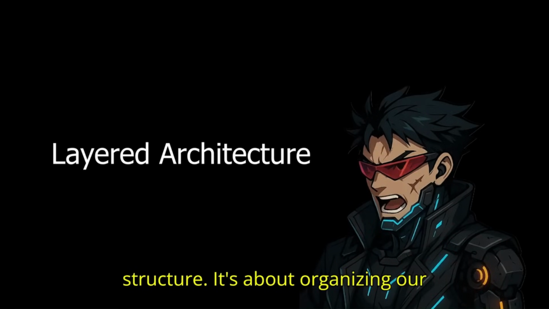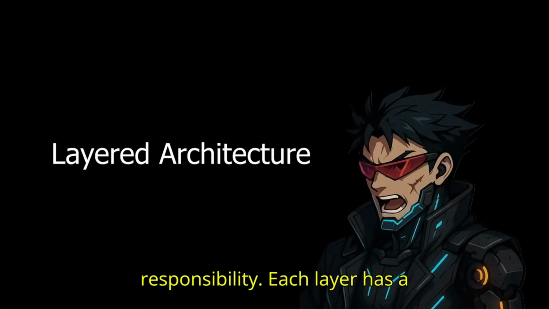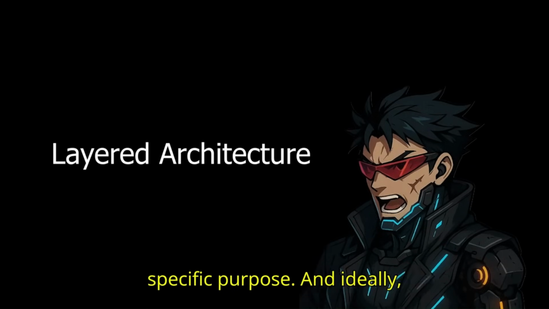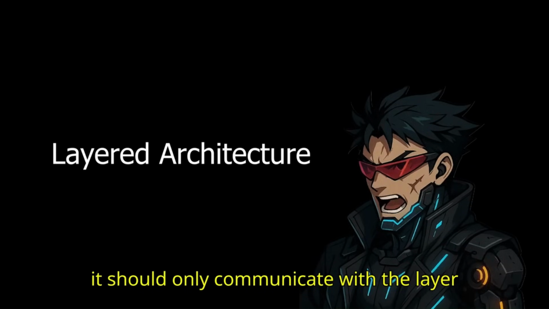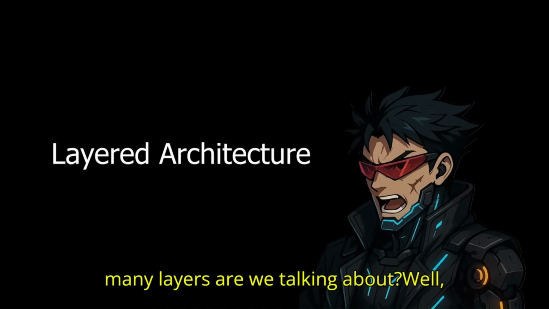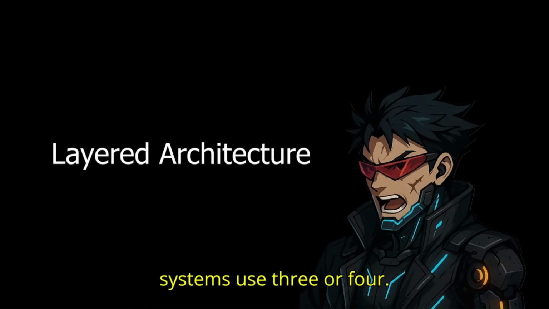That's where layered architecture comes in. It gives us structure. It's about organizing our code into logical layers of responsibility. Each layer has a specific purpose, and ideally, it should only communicate with the layer directly above or below it. So, how many layers are we talking about? Well, that depends on your needs, but most systems use 3 or 4.